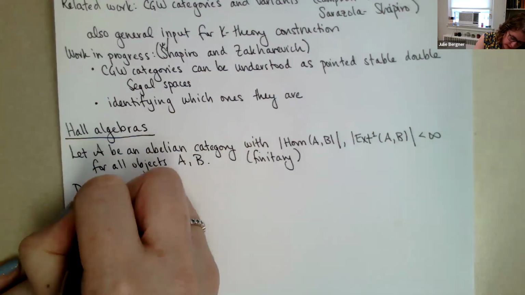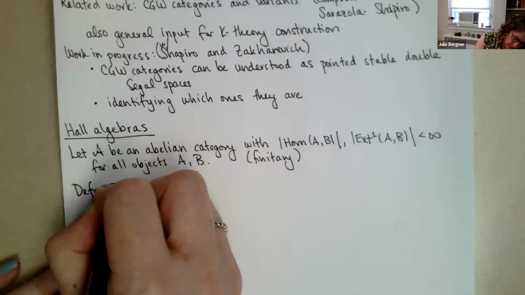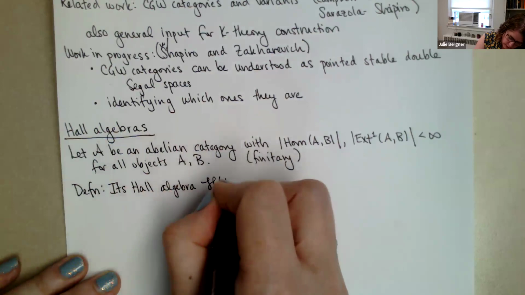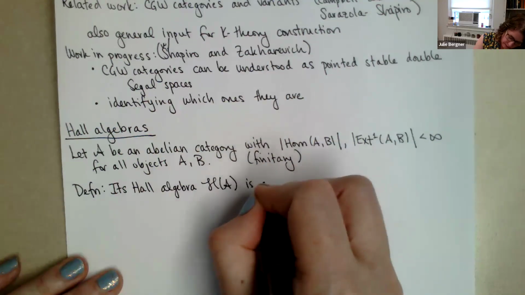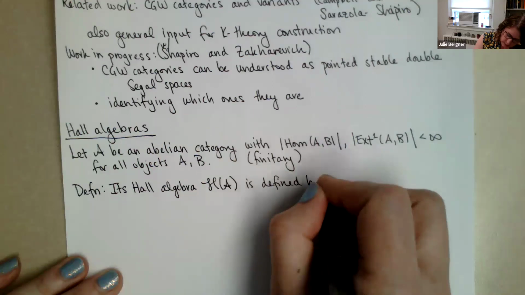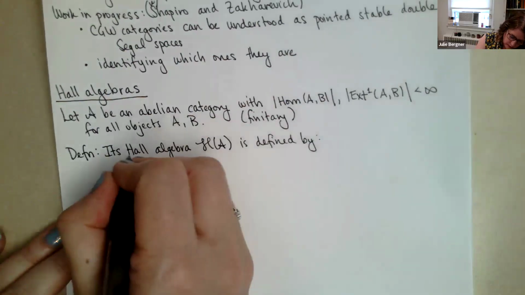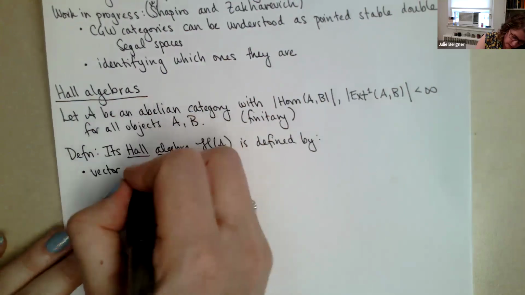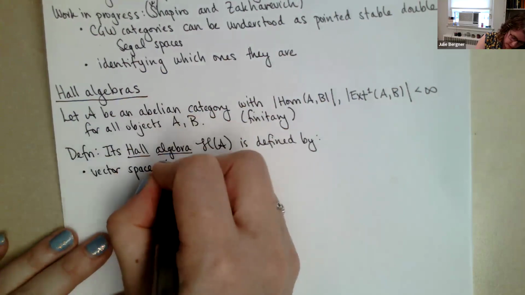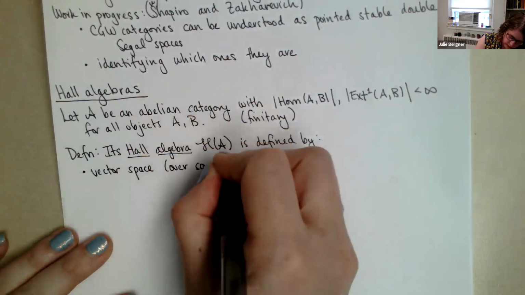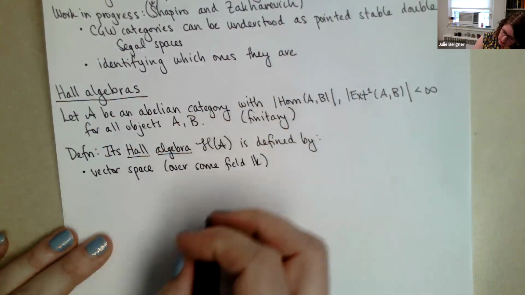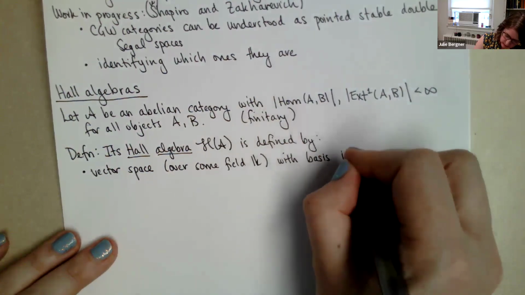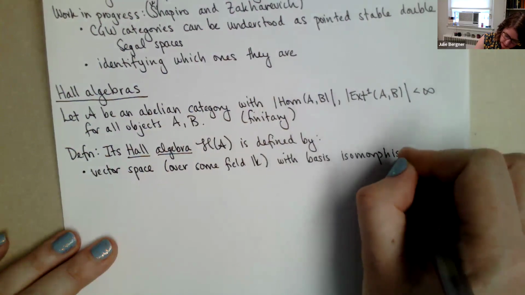Okay, so we can associate to this an algebra, the Hall algebra, which we write as H of A. So this is defined first of all as a vector space. This is over just some field, little k. And we take as its basis the isomorphism classes of objects in A.